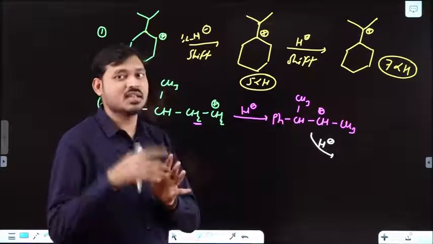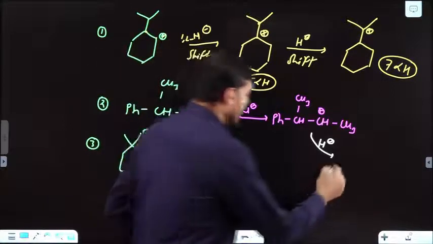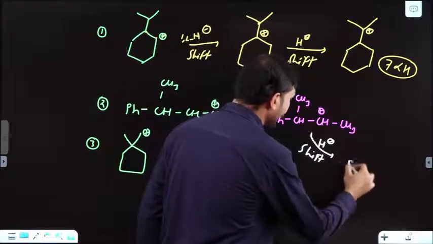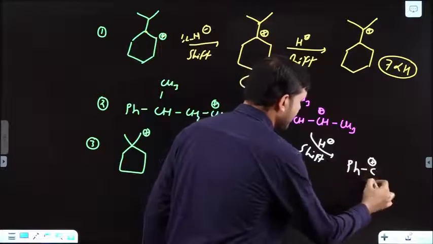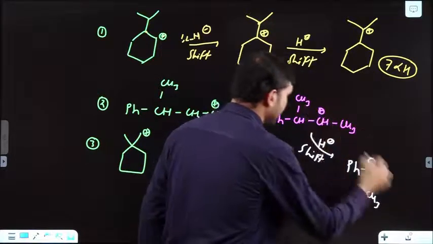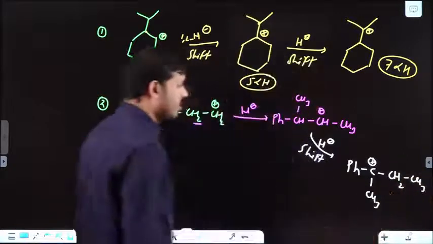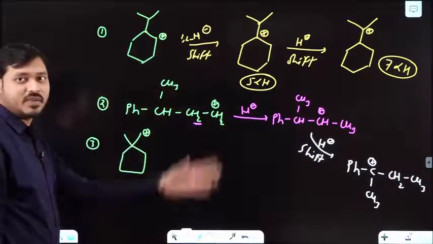So hydride shifting is the most favored case. H minus shift, and you will get Ph, C plus, CH3, then CH2, CH3. Okay, so most stable form, right? Resonance is stabilized as well as 5 alpha H.